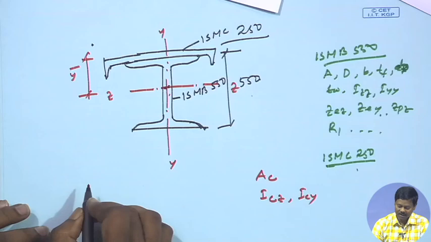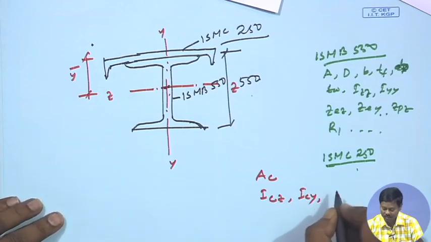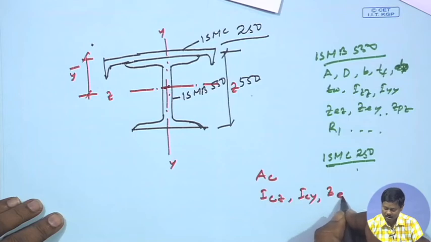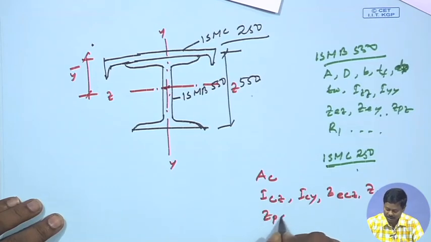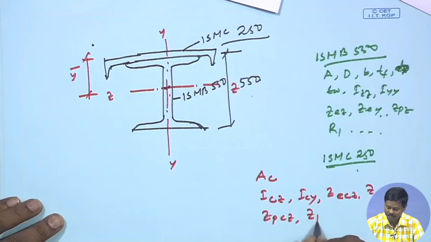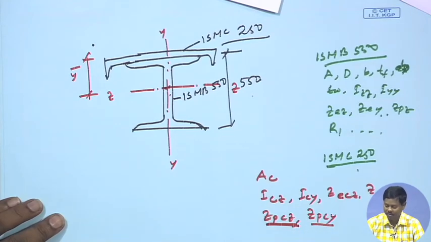So, once I get all these properties, say Zec z, Zec y, then Zpc z, Zpc y, the plastic section modulus of the combined section, about zz, about yy. So, all these properties we need to calculate.